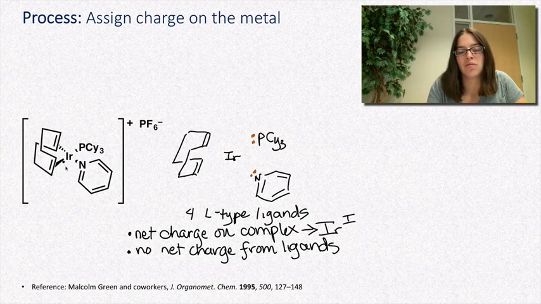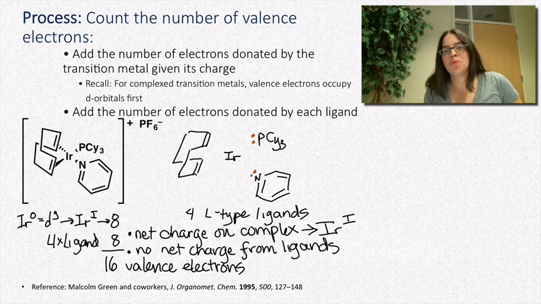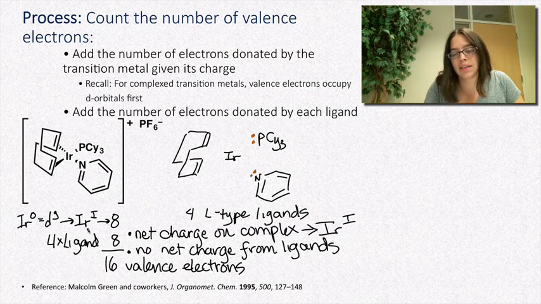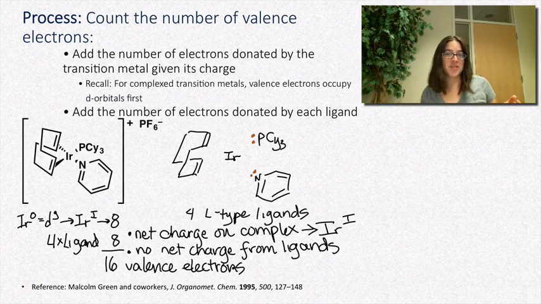Next, you would have assigned the charge on the metal, identifying the net charge on this complex as positive, and therefore increasing the oxidation state of iridium to at least iridium 1. Since there's no net charge from the ligands, none of them are affecting the oxidation state of iridium in this formalism. Finally, you would have counted the number of valence electrons on the metal, identifying iridium in the +1 oxidation state as providing 8 valence electrons, and 4 ligands as providing an additional 8 electrons to give a total of 16 valence electrons. That's really all there is to it.